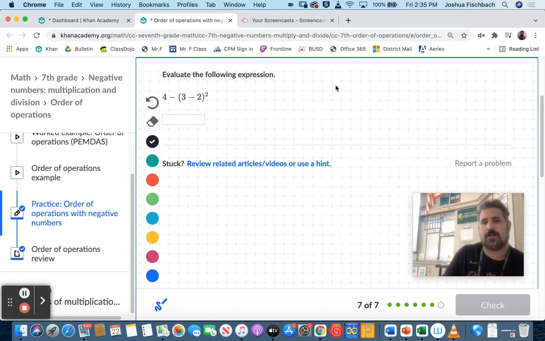For this one, you've got the quantity of 4 take away the quantity of 3 minus 2 all to the second power. To me, this is a two-term expression. You got this first term, and then you got this second term, and you're going to find the value of those two terms and then combine them with that subtraction operation between them. So this is going to be 4 take away whatever this is worth. Inside this term, you're going to do the parentheses first, then you're going to do the exponent. So 3 take away 2 is 1, and 1 to the second power is going to be 1 times itself, which is 1. 1 times 1 is 1. This is going to be the same as 4 take away 1, which is 3. Okay, so the answer here would be 3.